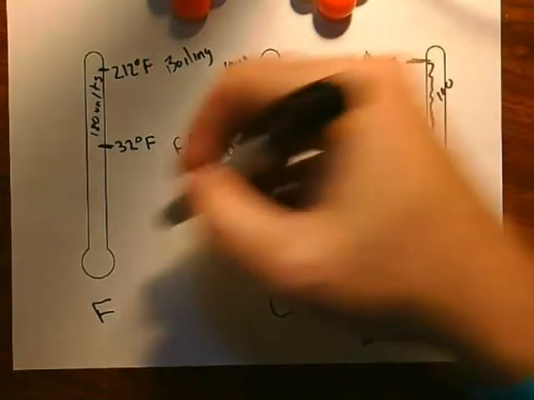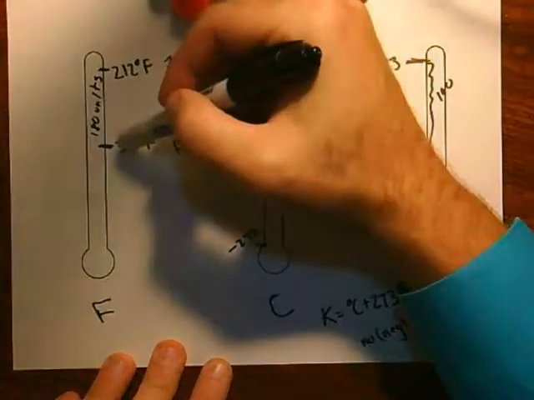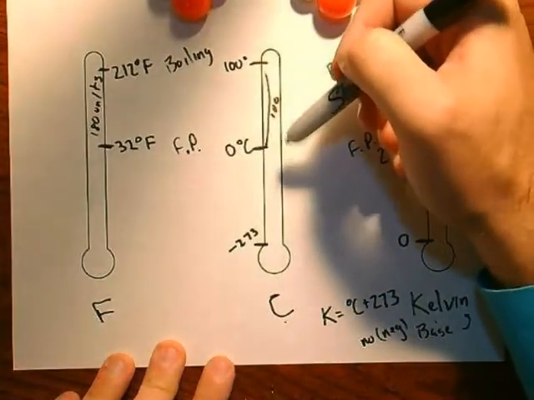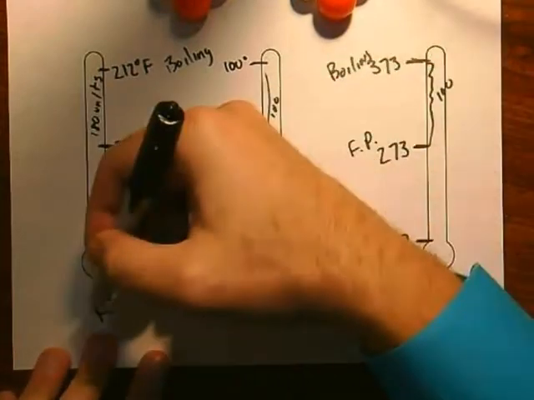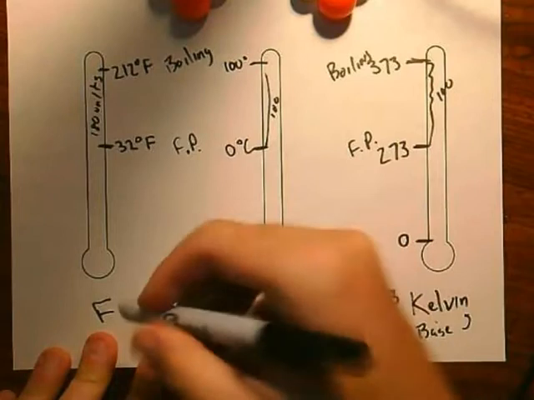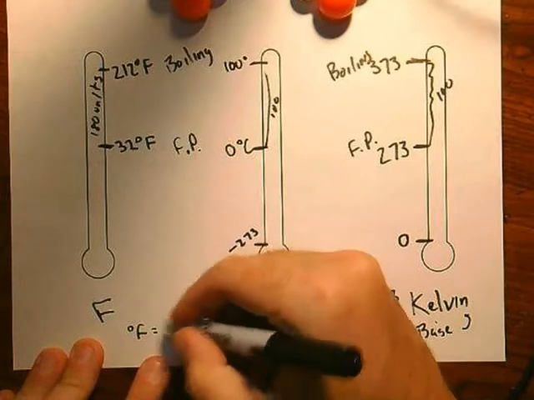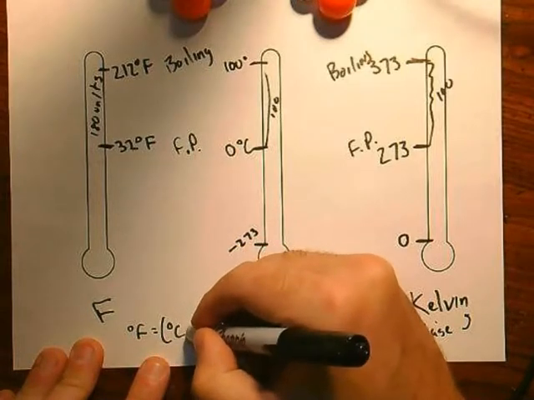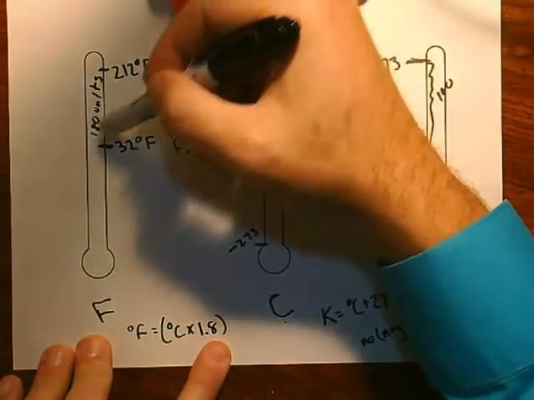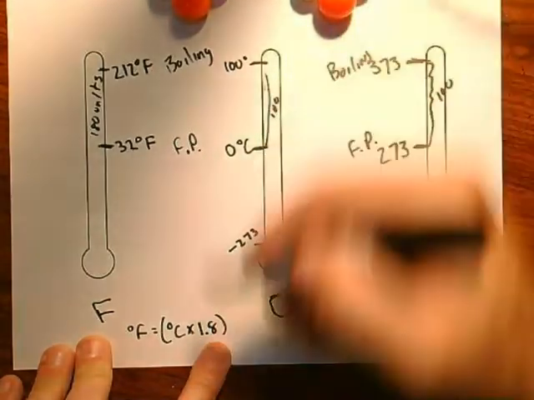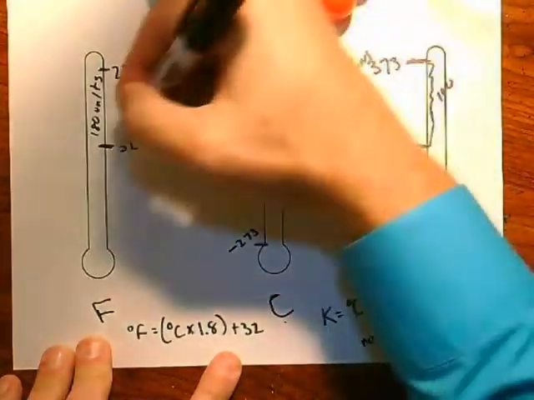Now, the problem with the Fahrenheit scale is that you have 180 units between the freezing point and the boiling point, and here you have 100, so you have to do some interesting math. If you're converting from Celsius to Fahrenheit, you need a little more complicated formula: the temperature in Fahrenheit equals the temperature in Celsius times 1.8. That 1.8 comes from the fact that there's 180 units here and only 100 here. And then you add 32 because this is 0 and this is 32.